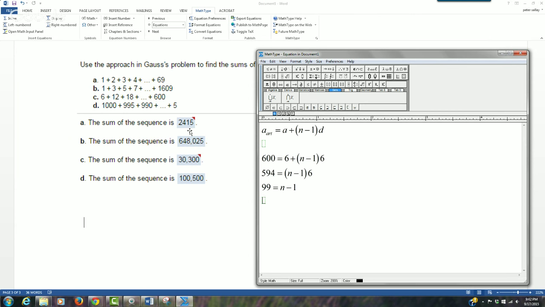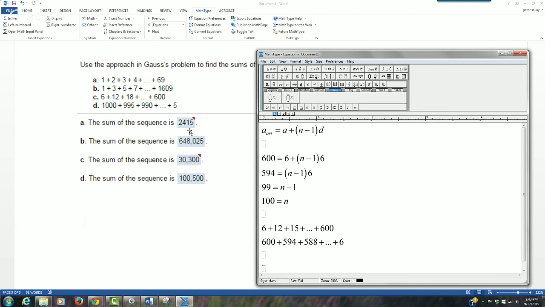Okay, so then add 1 to both sides. I get that there were 100 numbers in that pattern. So when I use Gauss's trick, we're at 6 plus 12 plus 18 plus ... plus 600. So I'm going to add that twice. So 600 plus 594, I'm sorry, 594, plus 588 plus ... all the way up to 6.